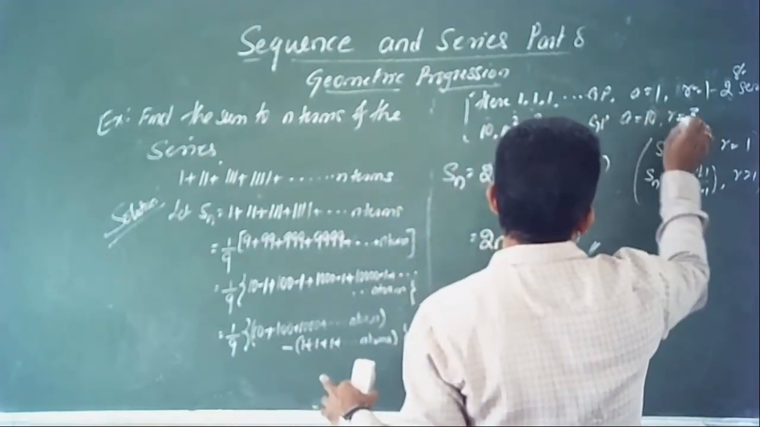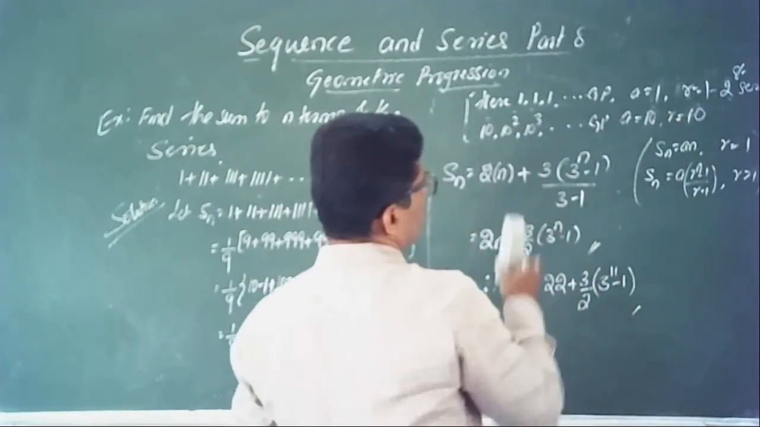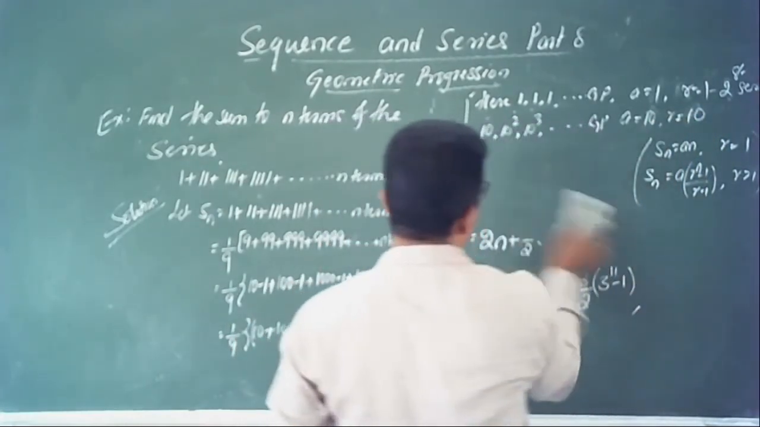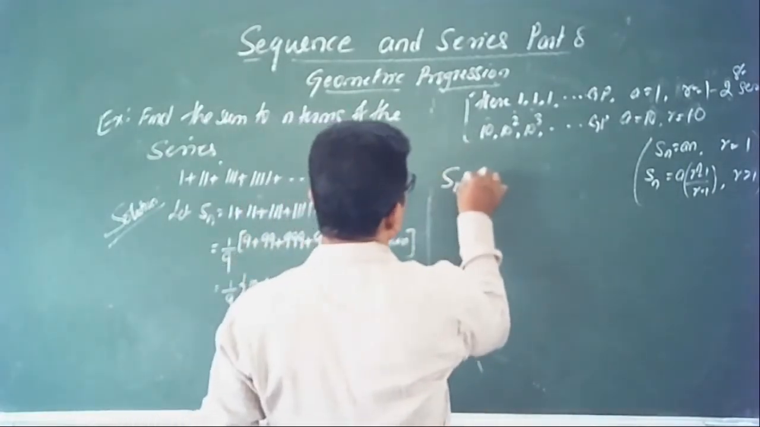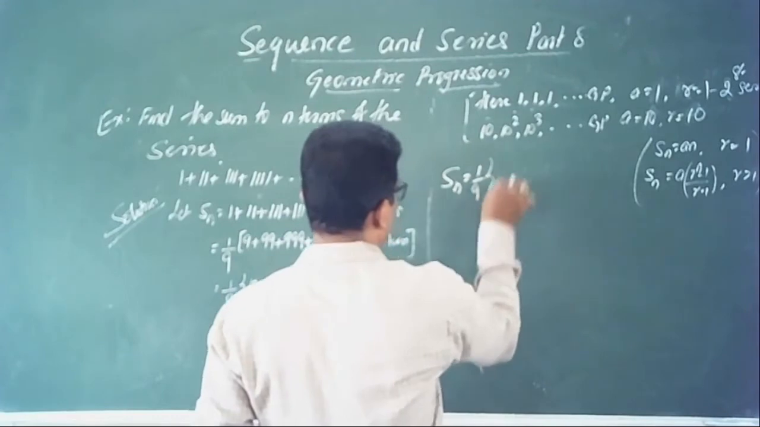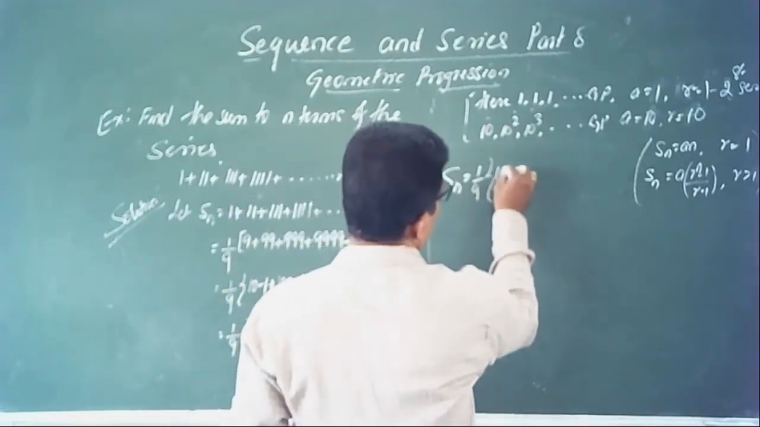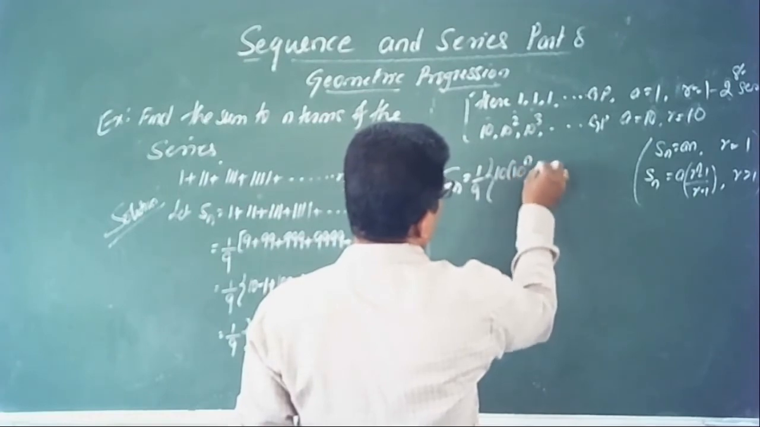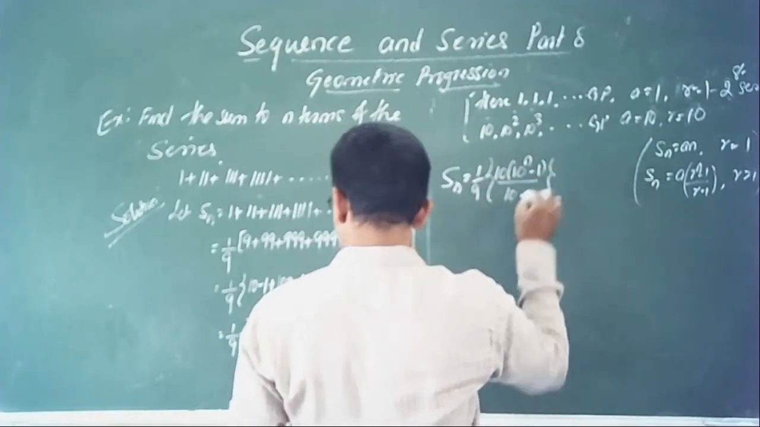A is equal to 10 and R is equal to 10. Therefore, Sn is equal to, you know the formula. What is the value of Sn? 1 divided by 9 into bracket. The first series, A is 10, 10 to the power n minus 1 divided by 10 minus 1. This is the first series.